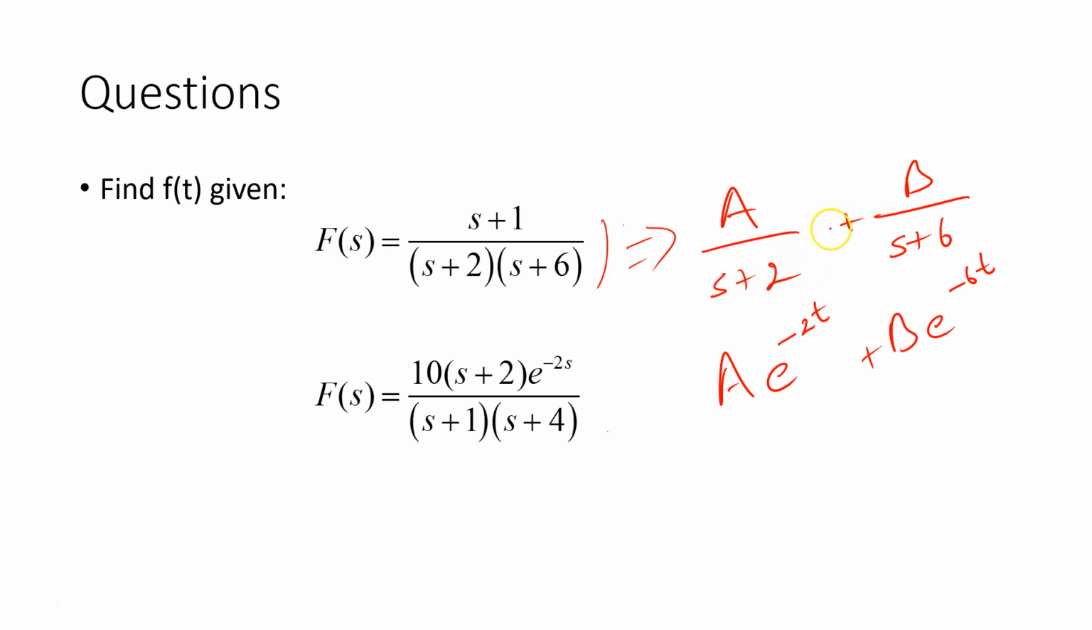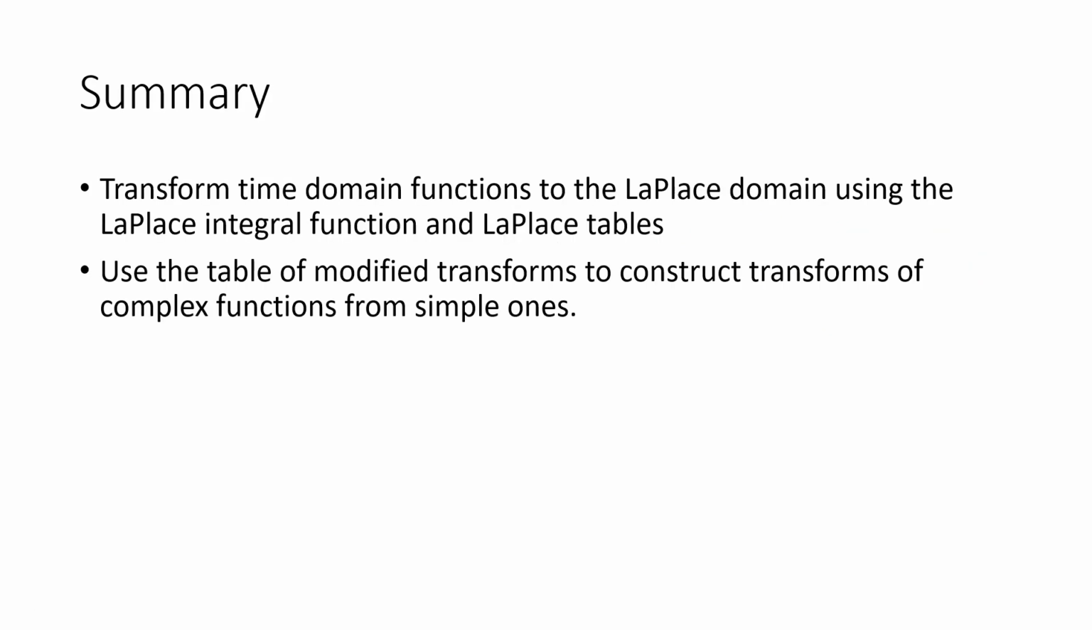and then you can directly use the table to find what the time domain functions are. Right? And I typically do this using comparing coefficients. So to summarize, you should be able to take a function in the time domain and integrate it, simple functions at least, as long as you know how to integrate the function, to get the Laplace integral function, and you should be able to use the tables of transform pairs and modified transforms to construct transforms of complex functions by looking at simple ones and how they change using the modified tables.